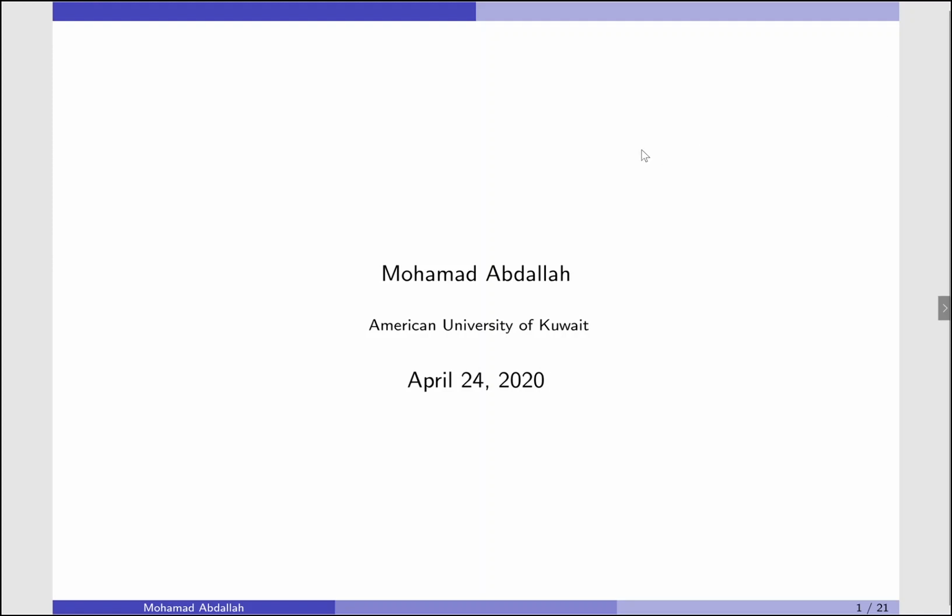Okay, we start now with chapter 4. In this chapter, we'll talk about number theory. So we will be talking about numbers, divisibility, greatest common divisor, and prime numbers.